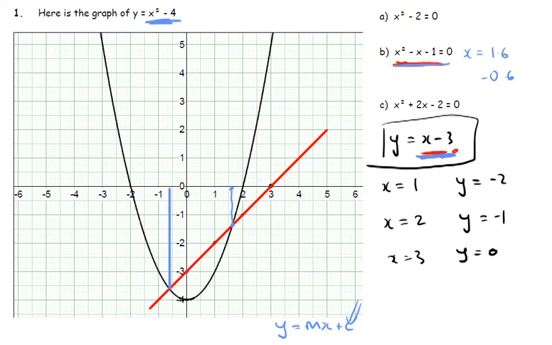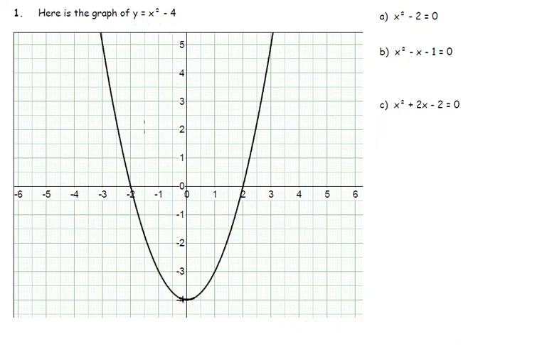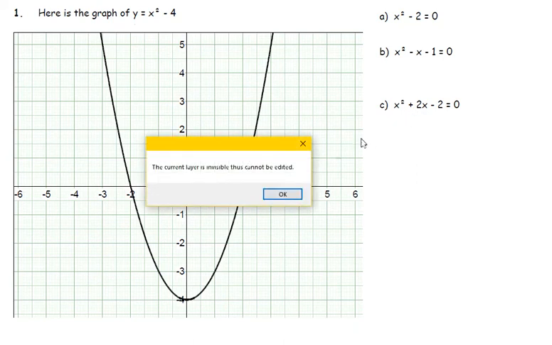Now let's do the last one. We're asked to solve this equation.